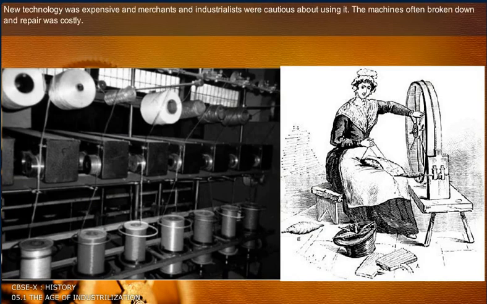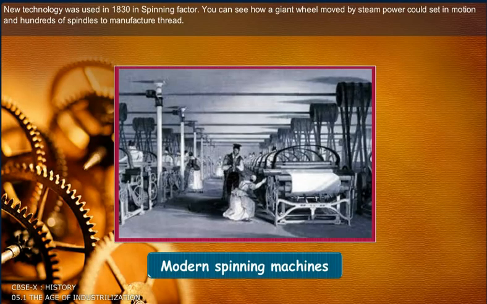New technology was expensive, and merchants and industrialists were cautious about using it. The machines often broke down and repair was costly. New technology was used in 1830 in a spinning factory. You can see how a giant wheel moved by steam power could set in motion hundreds of spindles to manufacture thread.